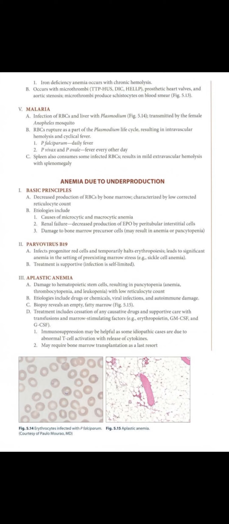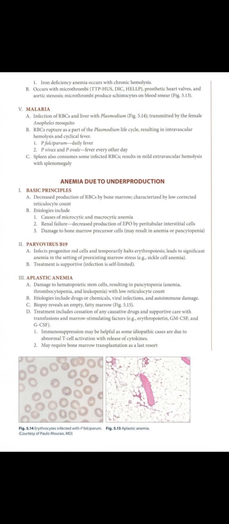Anemia due to underproduction. Decreased production of RBCs by bone marrow, characterized by low corrected reticulocyte count. Etiologies include causes of microcytic and macrocytic anemia. Renal failure, decreased production of EPO by peritubular interstitial cells. Damage to bone marrow precursor cells may result in anemia or pancytopenia.